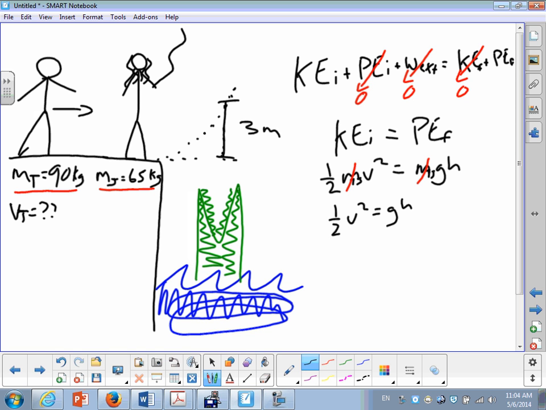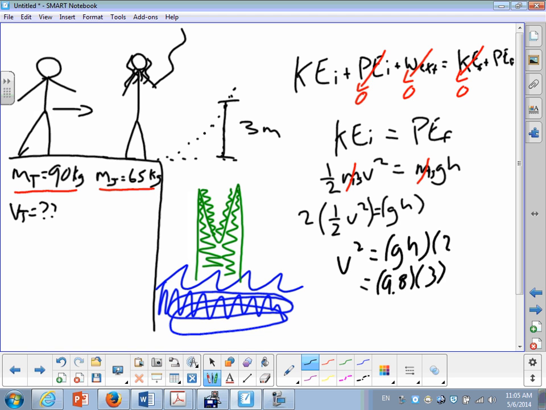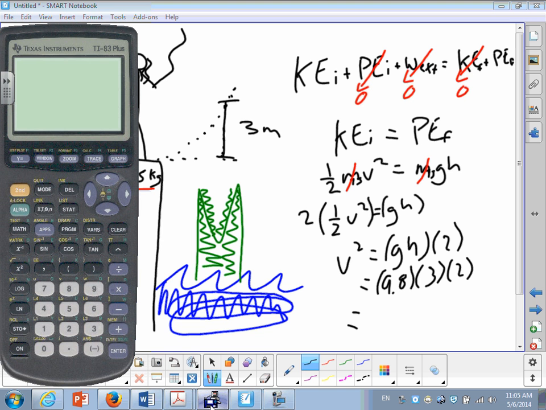Now the only thing I don't know here is the velocity right after Tarzan grabs Jane. So I will solve for that. Multiplying both sides by 2, I end up with the velocity squared equals gh times 2, which I know is 9.8 times 3 times 2. Plugging this into my handy-dandy calculator, I can see that 9.8 times 3 times 2 equals 58.8. So the velocity squared is 58.8.